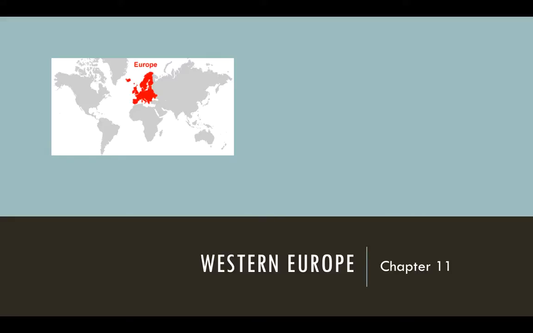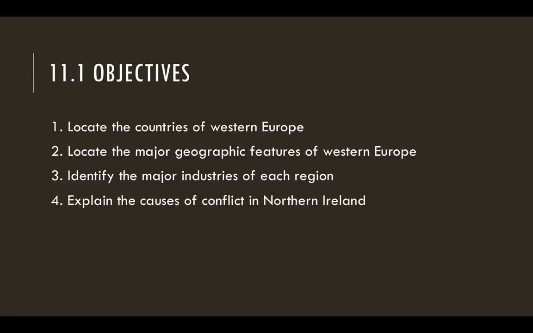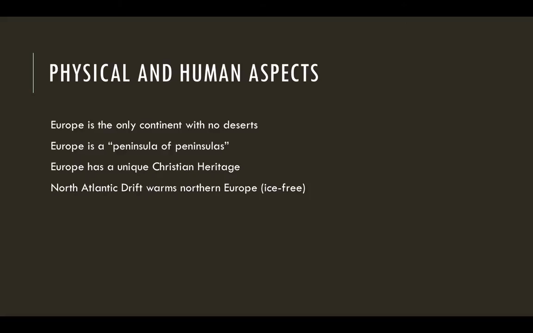Okay, welcome students. This is Flipped Classroom Geography. We're in Chapter 11, Western Europe. We are expanding our knowledge of countries and cultures, and now we're in the Eastern Hemisphere. The objectives for this section are to locate the countries of Western Europe, locate the major geographic features as well as the major industries, and finally we're going to explain the causes of conflict in Northern Ireland.